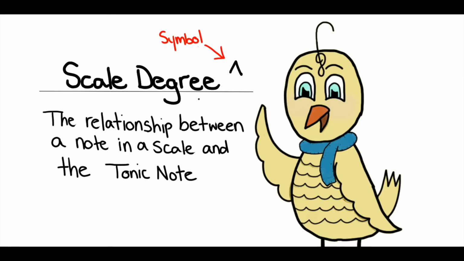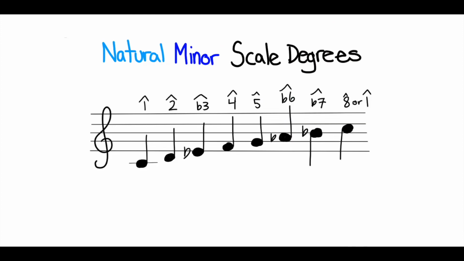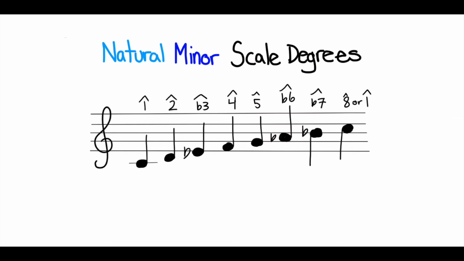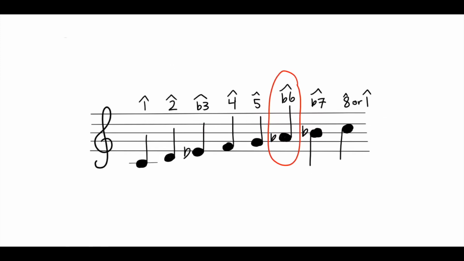The degrees for a minor scale are different from the major scale degrees. You would write flat 3, flat 6, and flat 7 because compared to the major scale, those notes are lowered by a half step. So for example, A flat would be the flat 6 degree in a C minor scale.